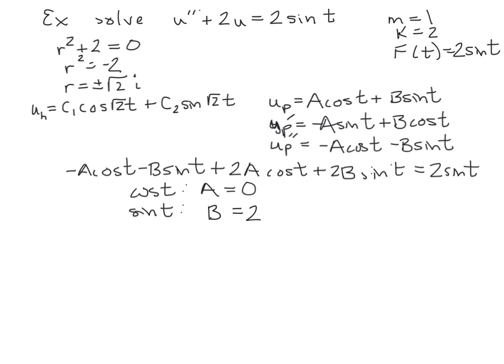Putting the entire solution together, I've got the homogeneous part, c1 cosine of root 2t plus c2 sine of root 2t, and a is 0 and then b was 2, so plus 2 times the sine of t. And just a reminder that it is coincidental that this 2 is the same as this one. All right, so there's our solution.